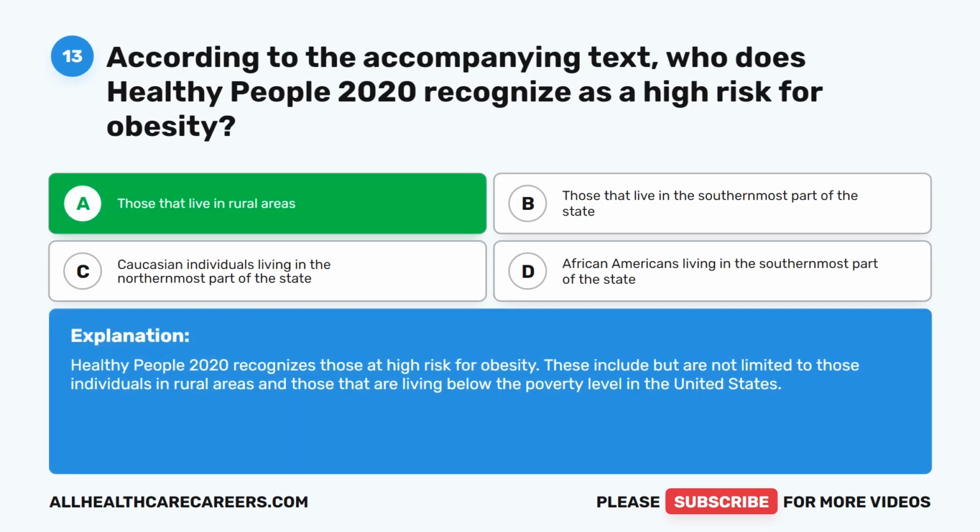Healthy People 2020 recognizes those at high risk for obesity. These include, but are not limited to, those individuals in rural areas and those that are living below the poverty level in the United States.